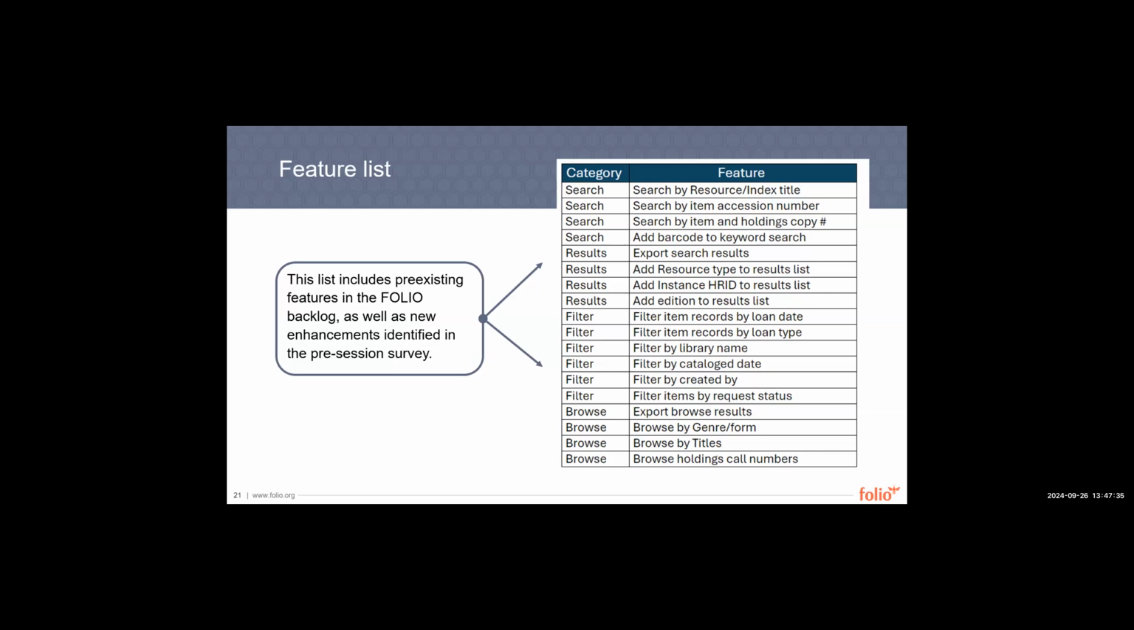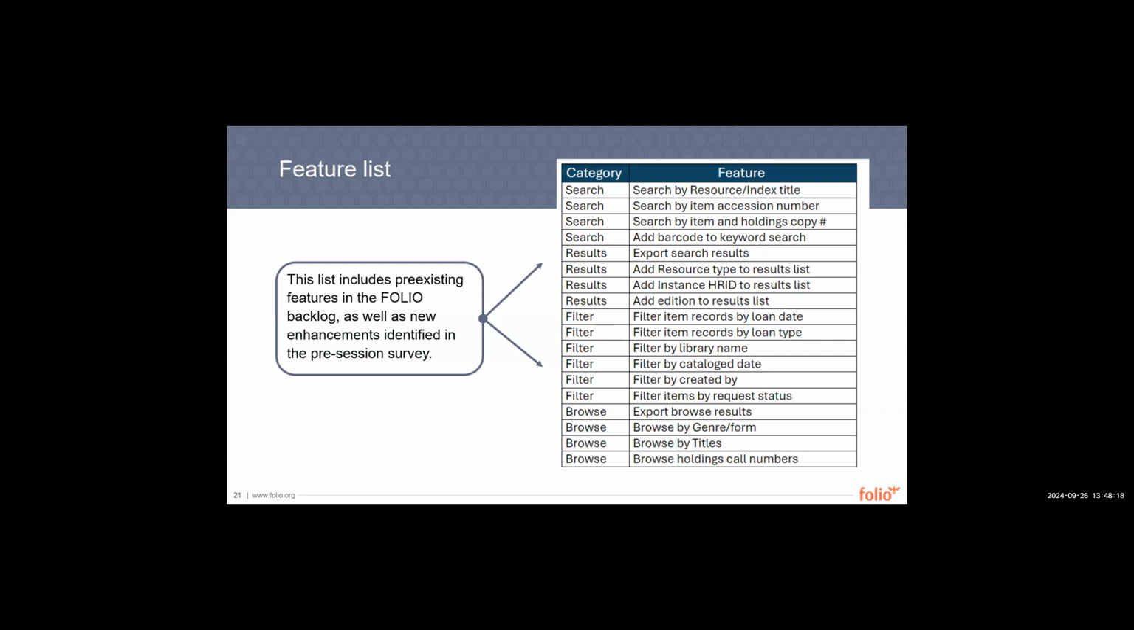So in the area of search, we have features related to new indexes, such as a separate one for resource title, some item-related ones on accession number and copy number, results list export, as well as adding new elements. There are a few features specifically for resource type, instance HRID, and addition to the results list. You will see the features for filtering, which look like that from the results set. We have some related to item records, the loan date, the loan type, and then the request status, as well as those noted: library name, catalog date, and created by.